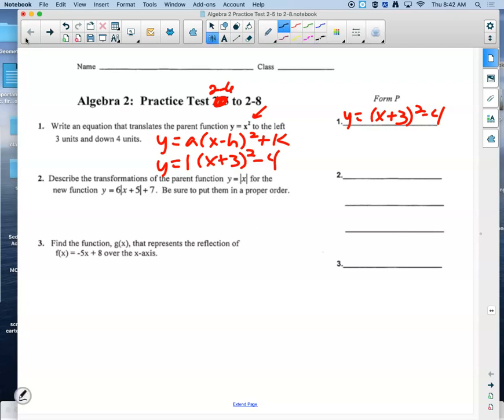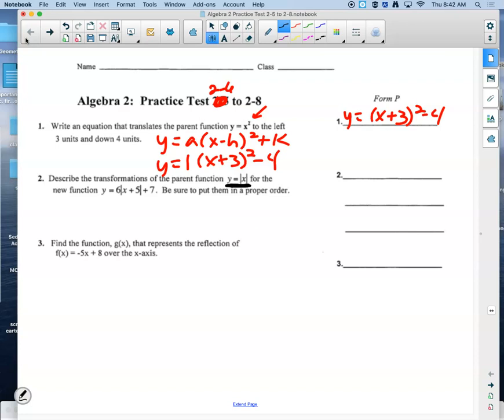Number 2, describe the transformation of the parent function. Now this time we're starting with the absolute value graph. So hopefully when you saw that, you got a V in your noggin, because absolute value graphs are always V's. Wowzers, look at all the numbers they put on that one. The new function is y equals 6 times the absolute value of x plus 5, plus 7. And be sure to put them in the proper order. So we have taught you to just do this from left to right. Stick with that.